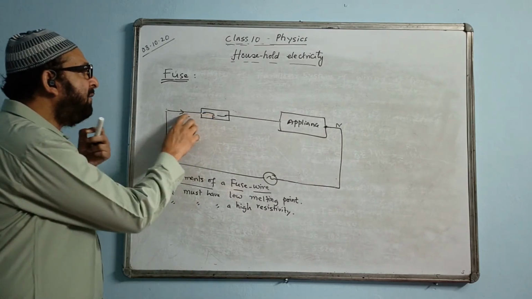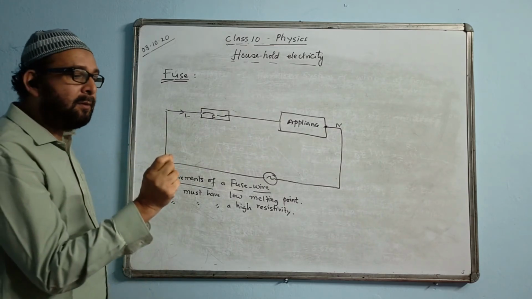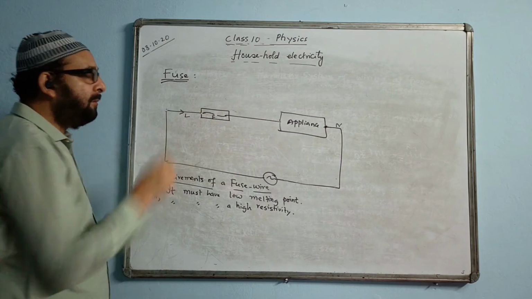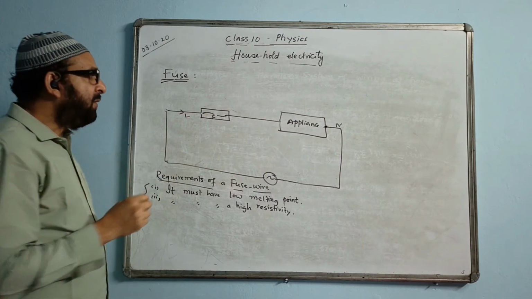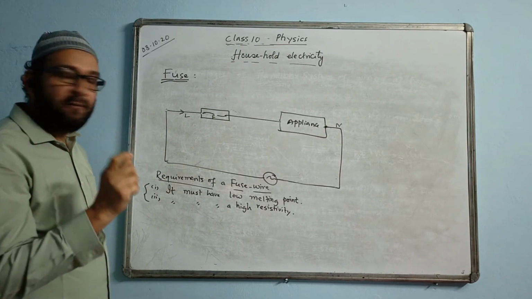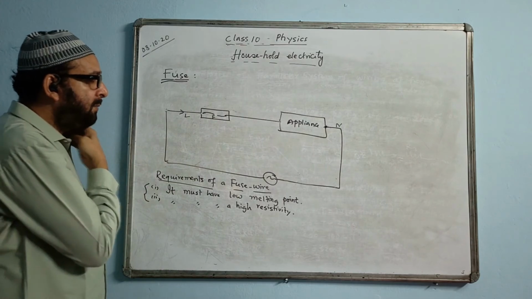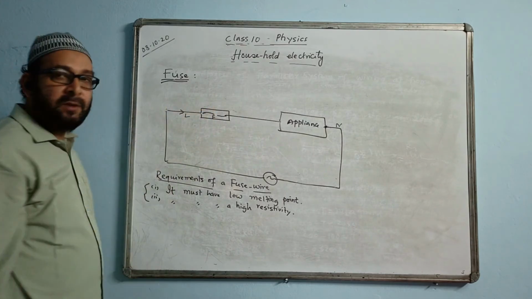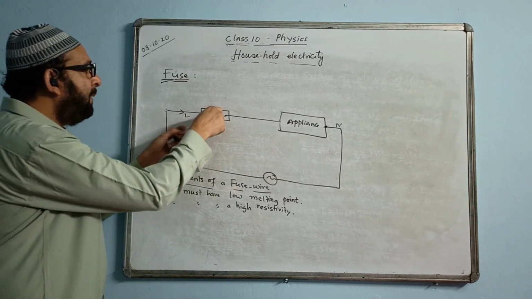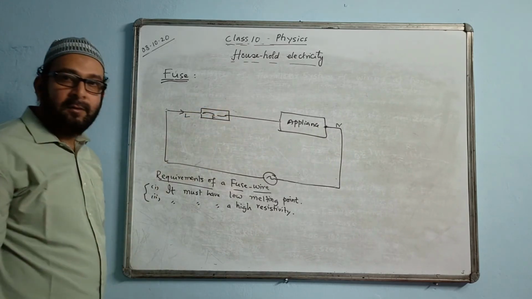That high resistivity will oppose and will get heated up quickly there, producing enough heat so that it breaks. When the fuse wire breaks, we use a term: the fuse blows. Blowing means the wire breaks and the current stops. Then you have to remove this wire and replace it by another wire.